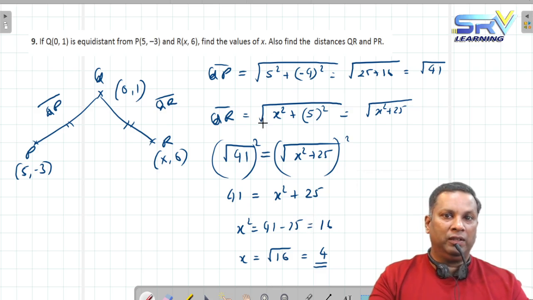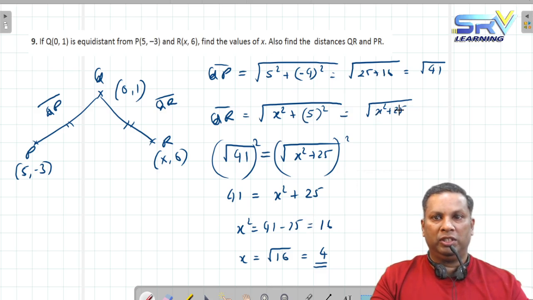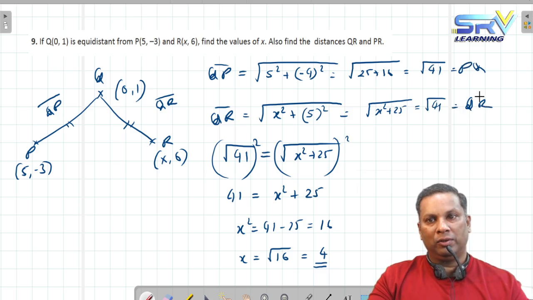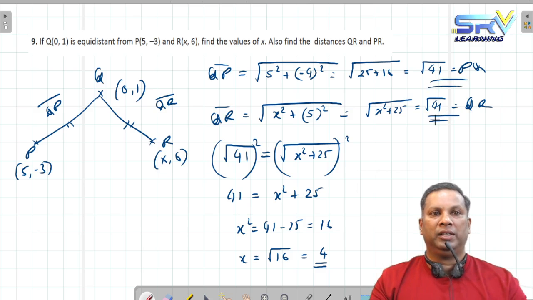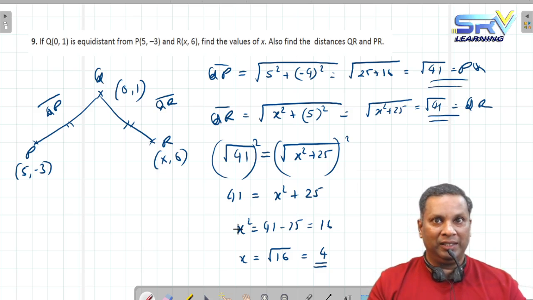Now he is asking you to find the value of each of the lengths. So if you put 4 here, you get 16 plus 25. This will also become root of 41. So PQ is root 41 and QR is also root 41. So this is how we can complete this question. Quite easy, isn't it? Okay.